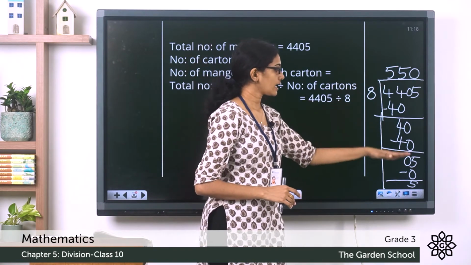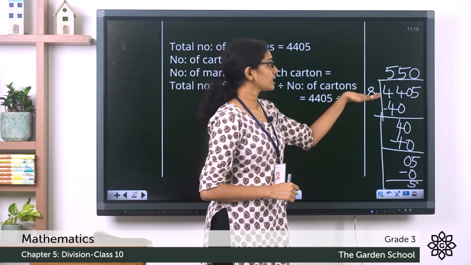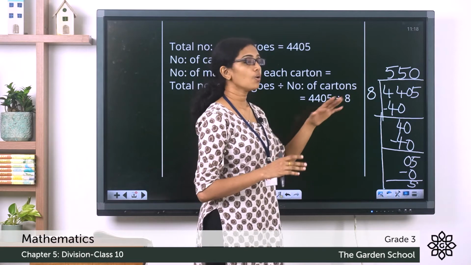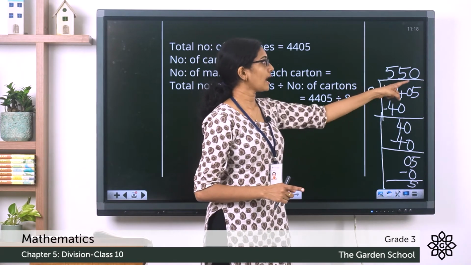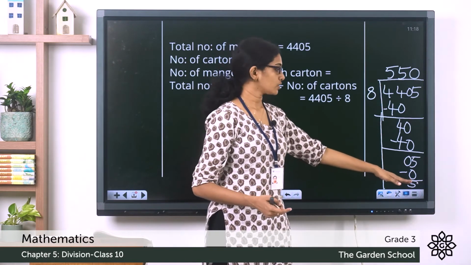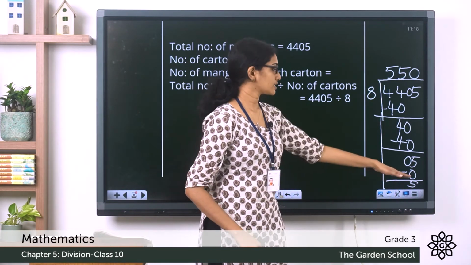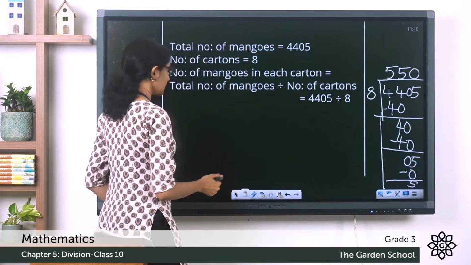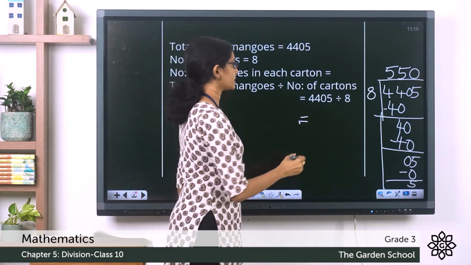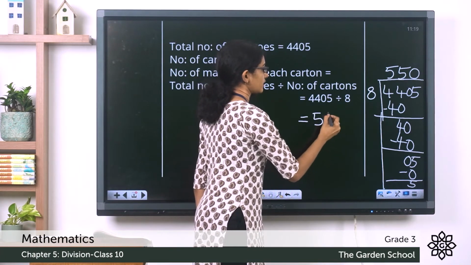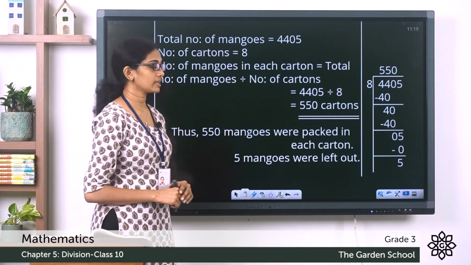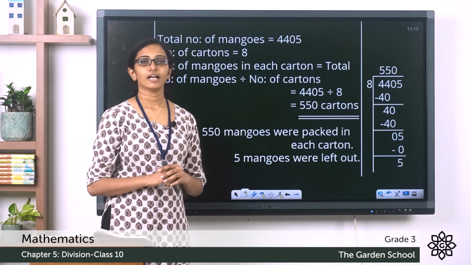And we have a quotient and a remainder. So when 4405 was divided equally into 8 cartons, each carton will have 550 mangoes. And after packing, you will have 5 mangoes left, which is the remainder that we got after the division. So what is the answer here? The number of mangoes in each carton is equal to 550. And what is the number of mangoes that were left out? 5 mangoes were left out.